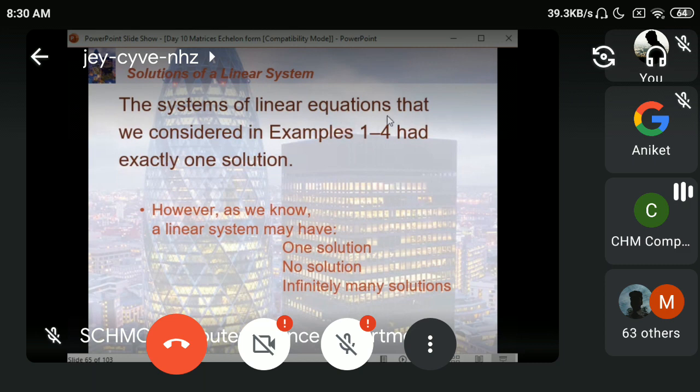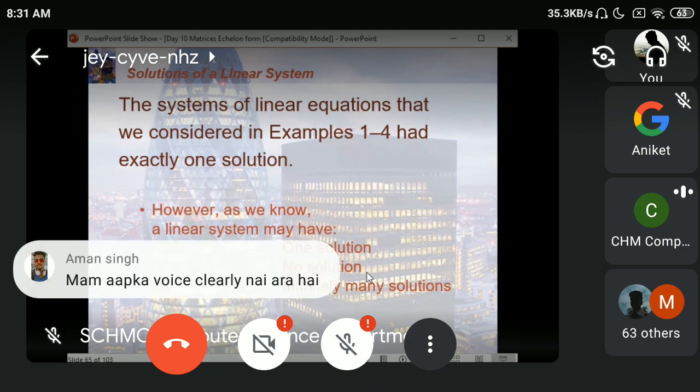The systems of linear equations that we considered in the previous 4 examples had exactly one solution. But a system of linear equations may have one solution, no solution, or infinitely many solutions. When it is one solution, it is consistent because all the equations were trying to satisfy some conditions. No solution says these are inconsistent. Maybe you will get a plus b equal to 5 and a plus b equal to 10.